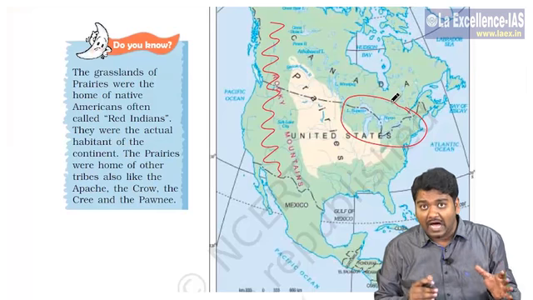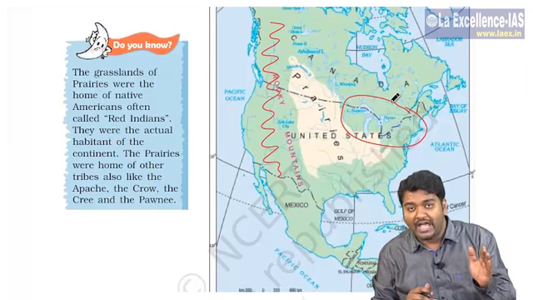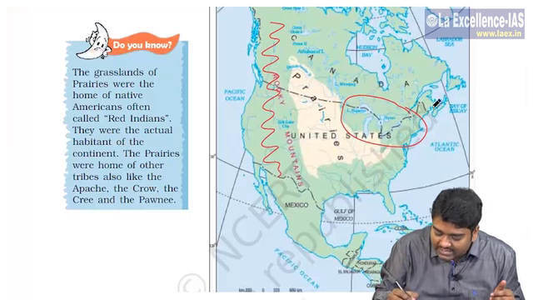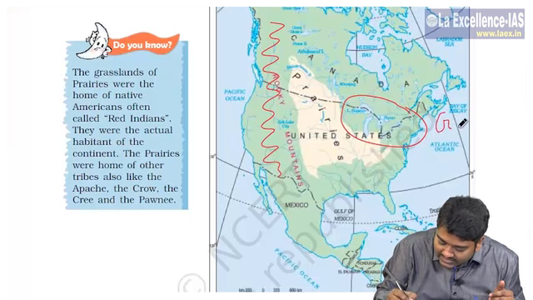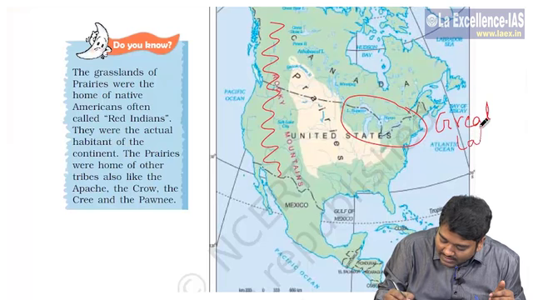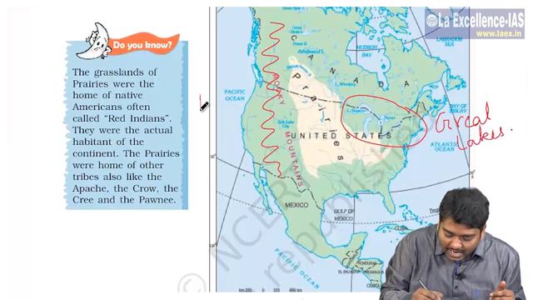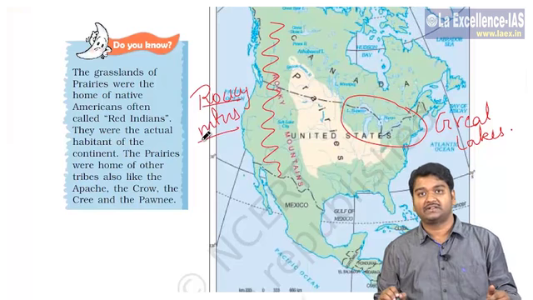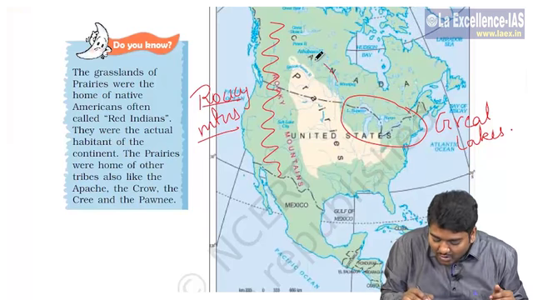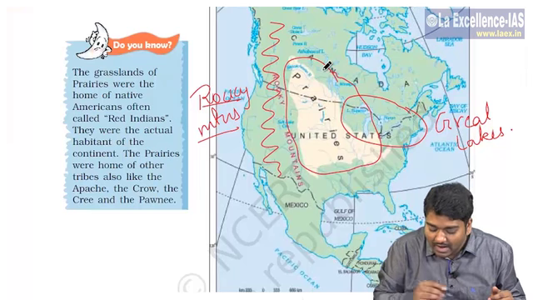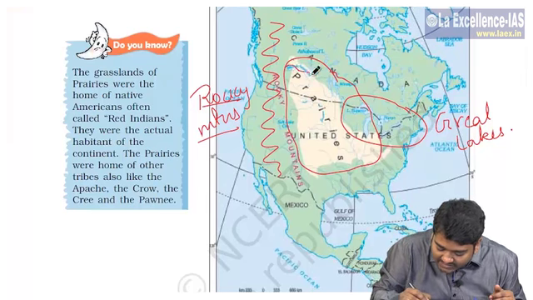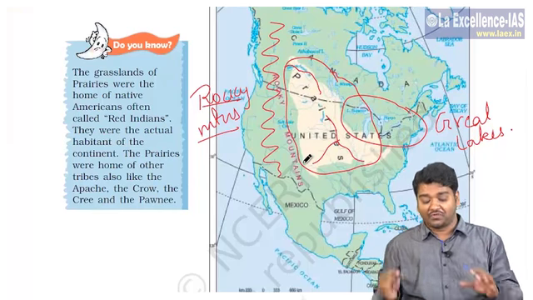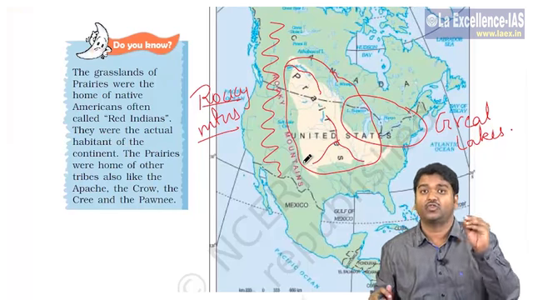You have Rocky Mountains present in this region and Great Lakes are present in this region. So the Great Lakes are Superior, Michigan, Huron, Erie, Ontario. These 5 lakes are called the Great Lakes, and you have Rocky Mountains present on the other side, right? Between these you have prairies. Can you see? And here you have Saskatchewan River in Canada and Mississippi is present here. So it's very, very important for us to remember the location.